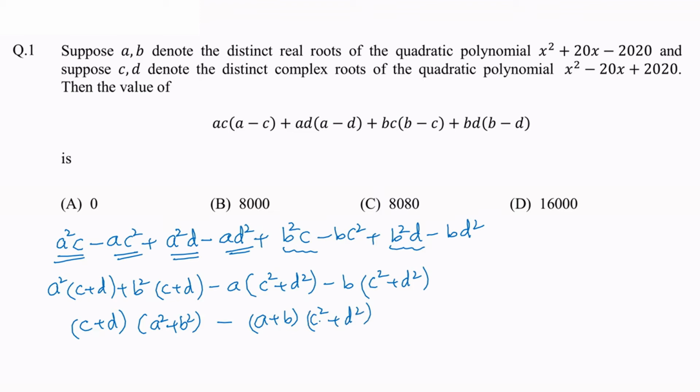So now what are we going to do with this one? Before that, one thing that we can observe here: when we are talking about the roots, we can take the sum of the roots and the product of the roots, right? So obviously in this question, we are going to use that. Let's see how we can use that, and from that, how can we get the required answer? So from the first given equation, we are going to get a plus b, which is the sum of the roots, equal to minus 20. And similarly, the product of the roots is going to come as minus 2020. From the second equation, the sum of the roots is going to be equal to 20, and the product of the roots is going to come as 2020.